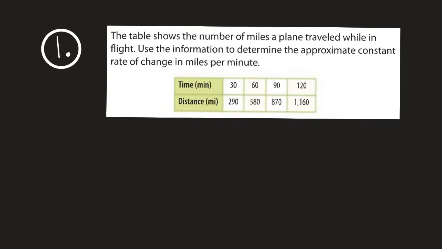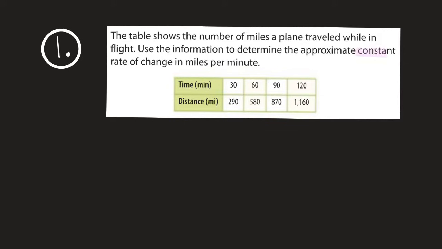This first table is when x is time and y is distance. So it shows the number of miles a plane traveled while in flight, and we will use this information to determine the approximate constant rate of change in miles per minute.